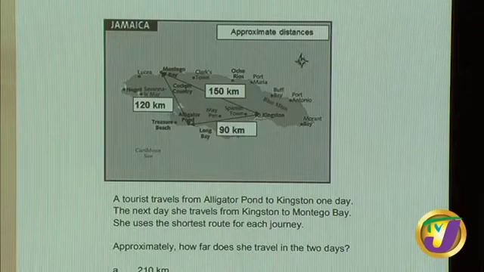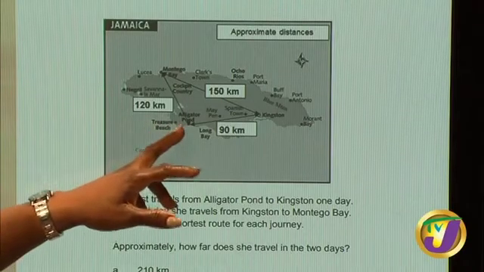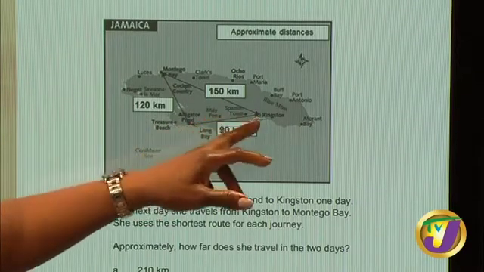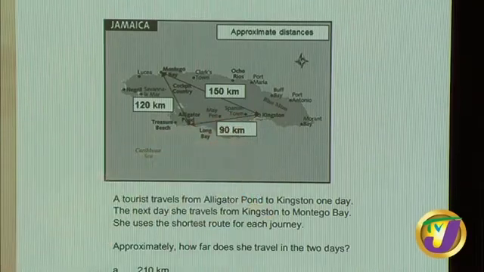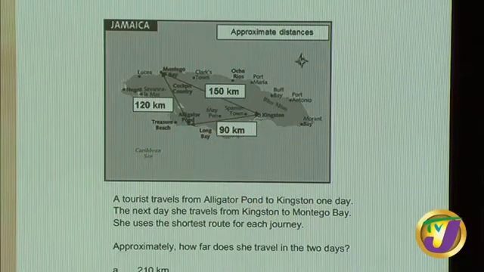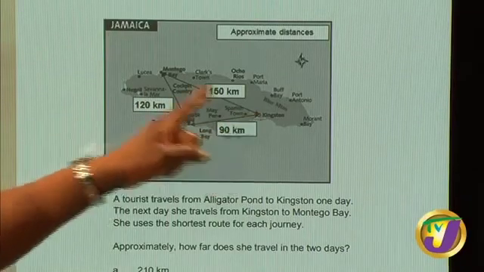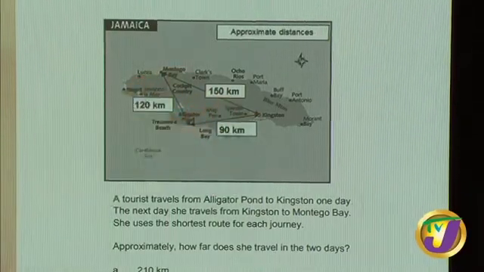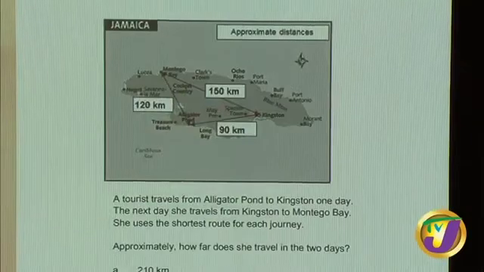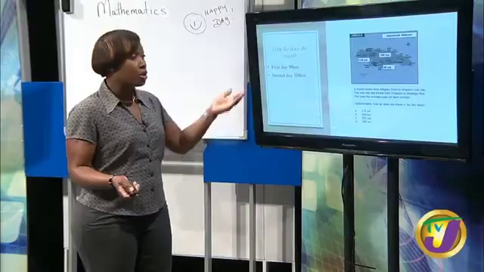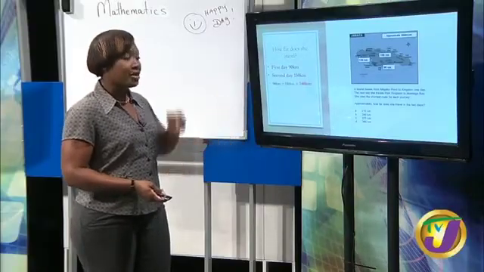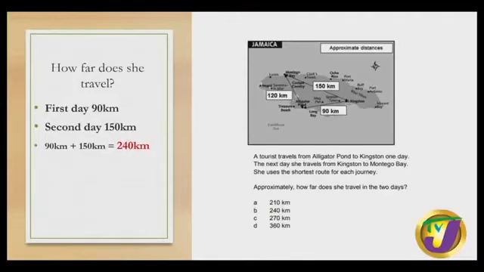Okay. So first day from Alligator Pond to Kingston would be 90 kilometers, right? Second day would be from Kingston to Montego Bay, which is 150 kilometers. So basically they're asking you to sum the 2 days. So you would add your 90 kilometers on day 1 to your 150 kilometers on day 2, which will give you 250 kilometers in total.